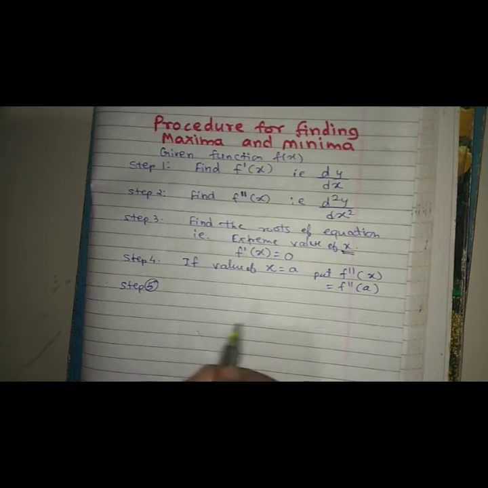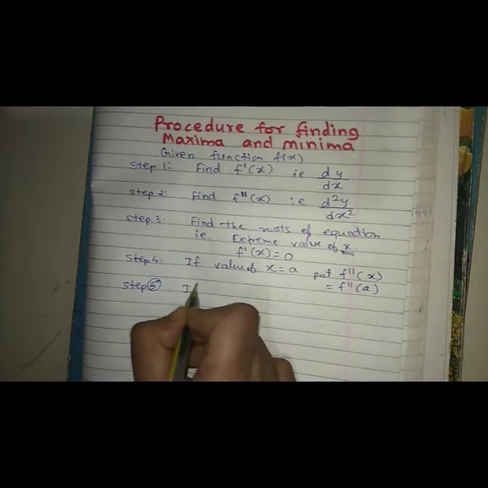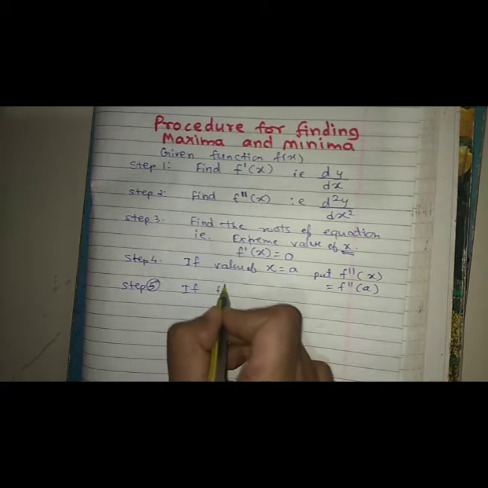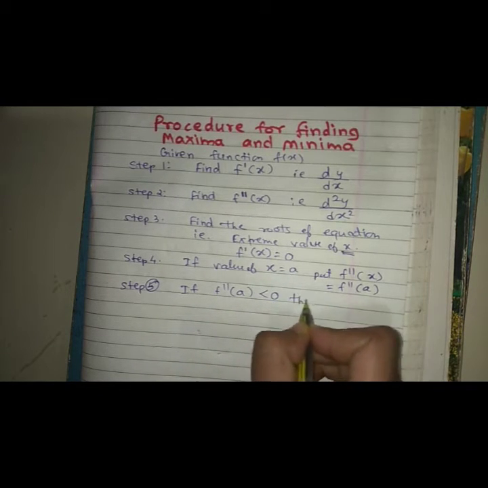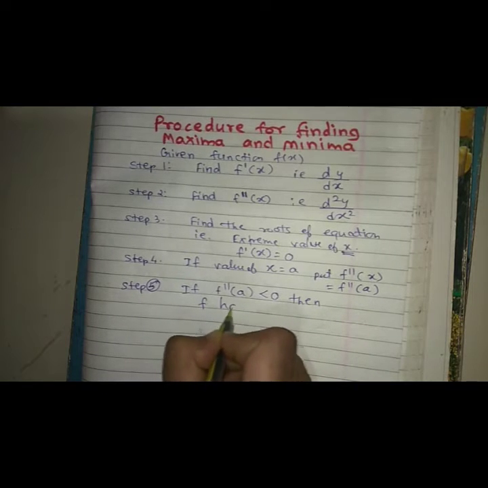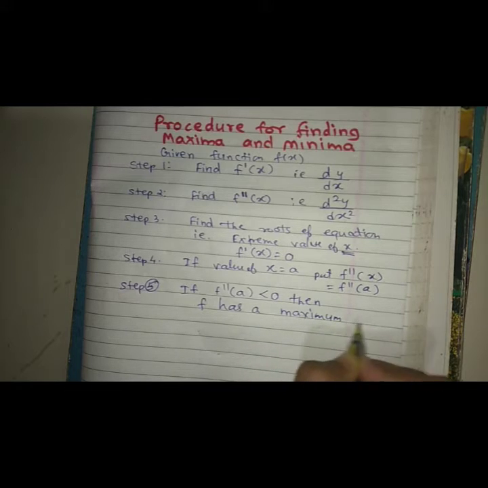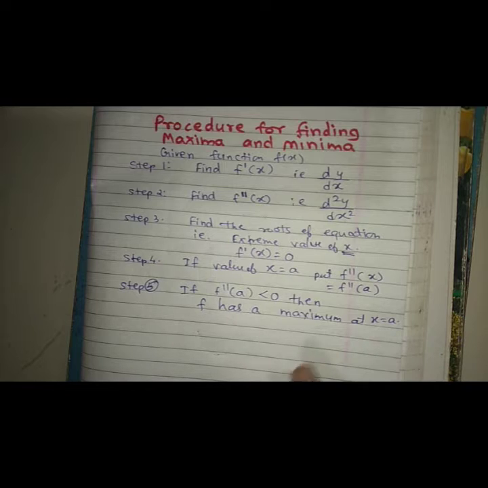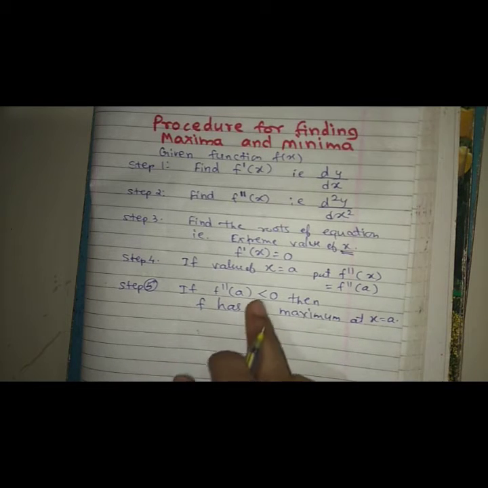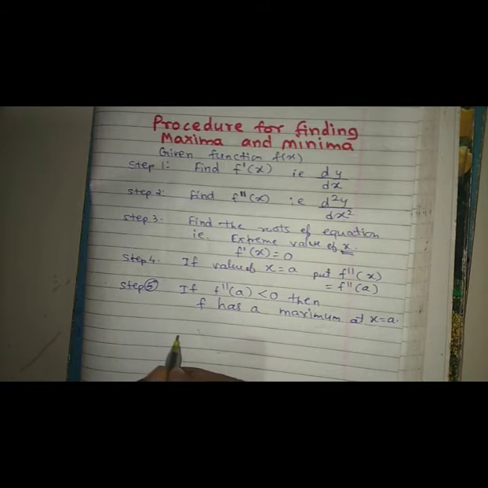this step is very important because this step decides whether the function is a maximum or minimum. If f double dash of a is less than 0, then f has a maximum at x is equal to a. We have to remember, for maximum, that time less than 0 means a negative value.